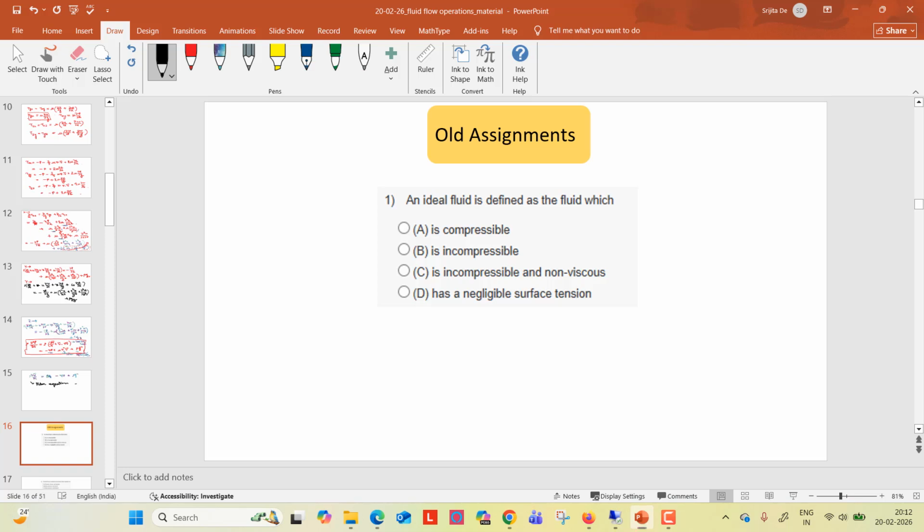Next: an ideal fluid is defined as a fluid which is incompressible and non-viscous, right? No real fluid is incompressible and non-viscous. Every fluid has some compressibility and some viscosity, but we take it as an incompressible fluid for easy calculation.